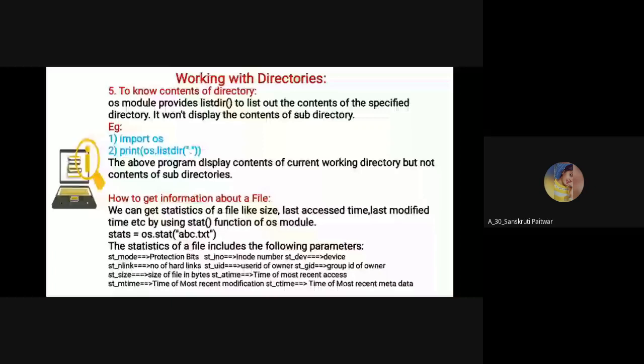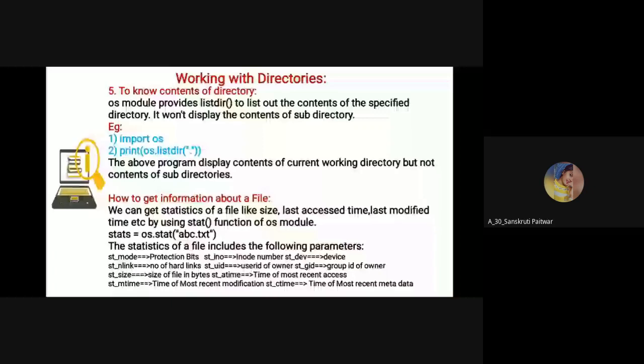To get such information related to any file, we have one method, stat, and that method is present in the os module. So you can call stats equal to os.stat, and you can pass the file name whose stats or information you want. In this example, you can see stats equal to os.stat abc.txt, so abc.txt file information you will get.